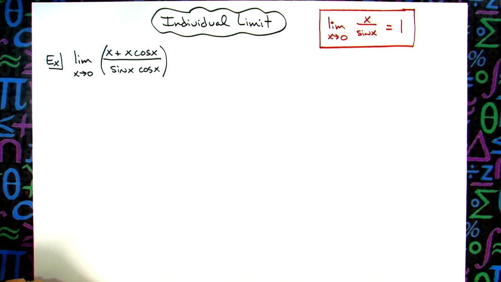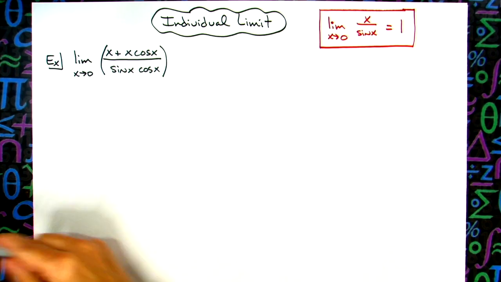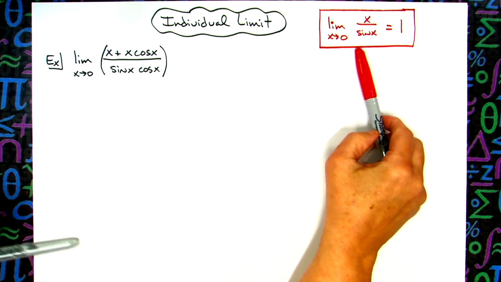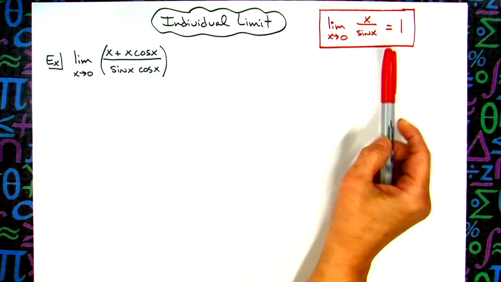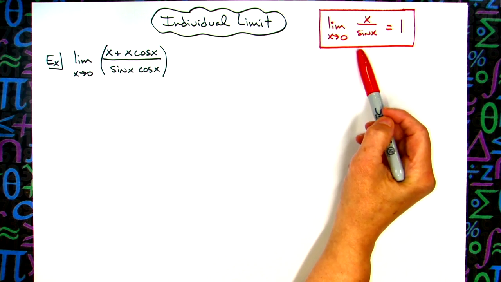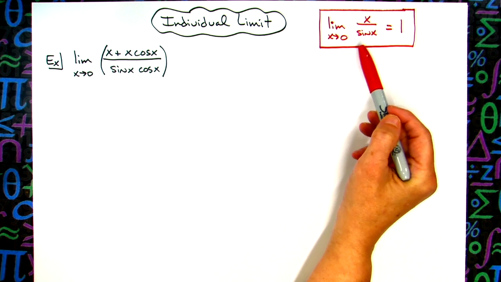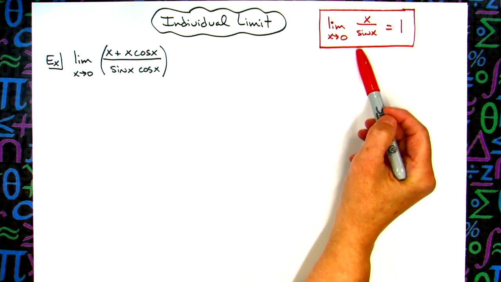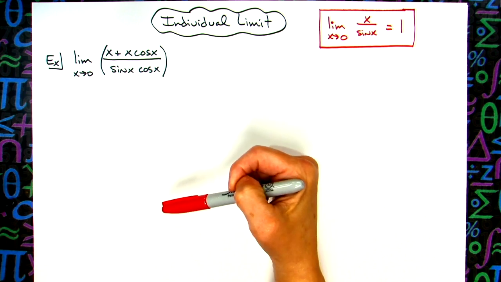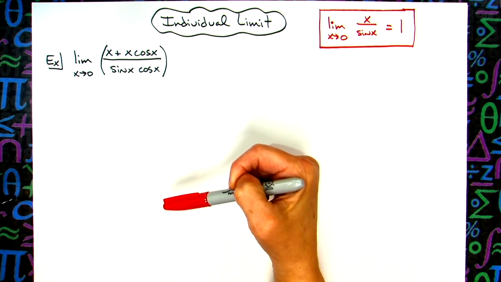All right, in this video, we're going to take a look at an individual limit. To work out this limit, I am going to use this limit, the limit as x approaches 0 of x over sine x equaling 1. If you're in a Calc 1 class, you probably have proved that this limit equals 1 early on in the semester. And so once you have proved that and justified that you know that that limit is 1, then usually you will be allowed to use that in your other limit problems as you work them out.